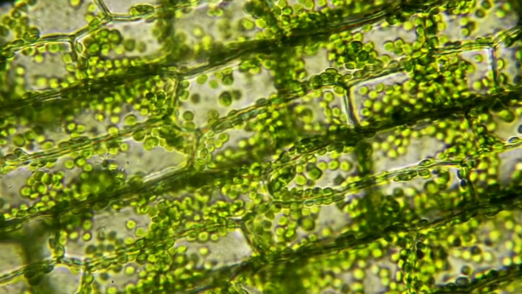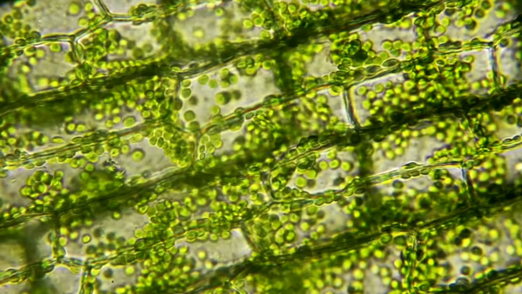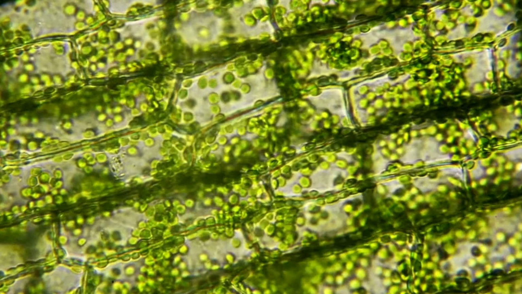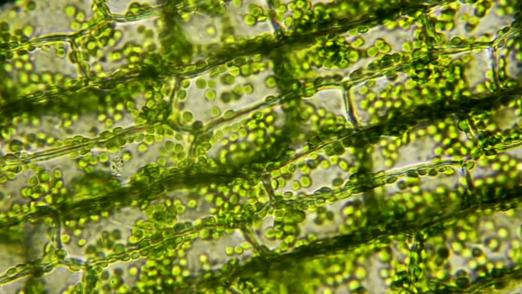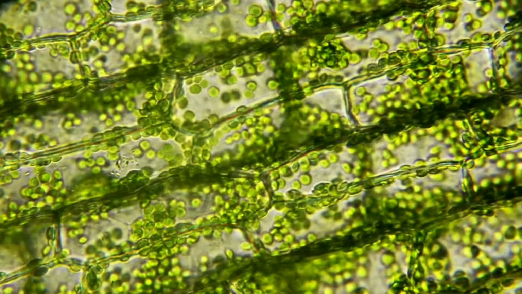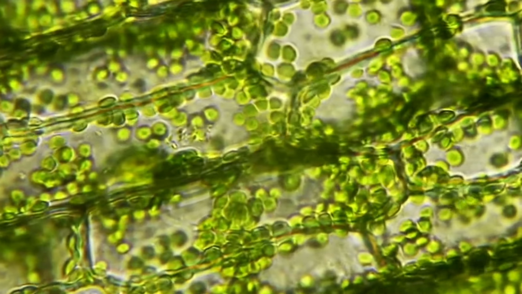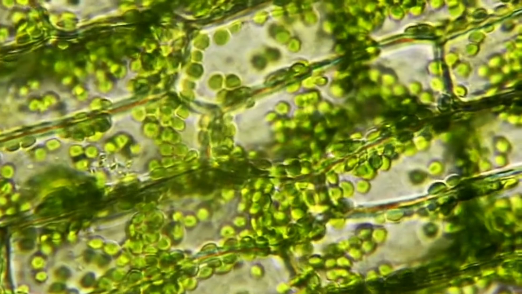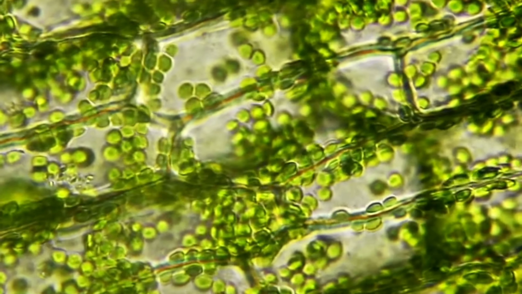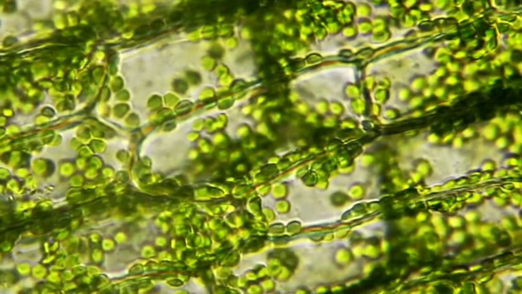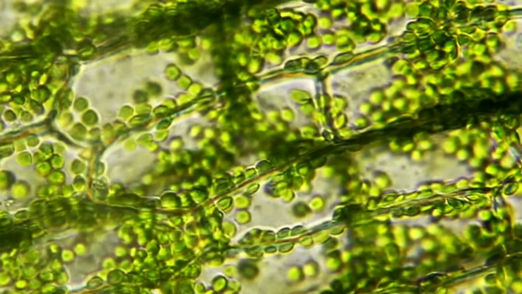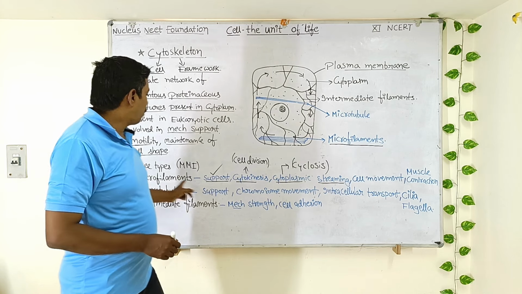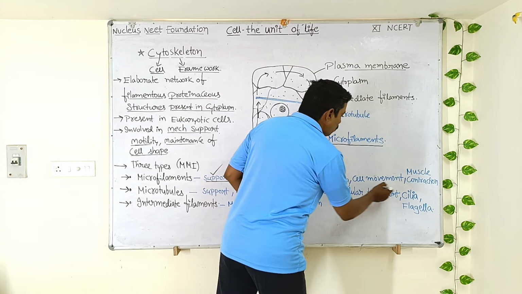Did you see, students, how the chloroplasts are moving very slowly? In all the cells you can see the chloroplasts are moving in a particular direction along the inner surface of the plasma membrane. This is what we call cyclosis, otherwise called cytoplasmic streaming movement. It helps the chloroplast to distribute the food material uniformly throughout the cell.